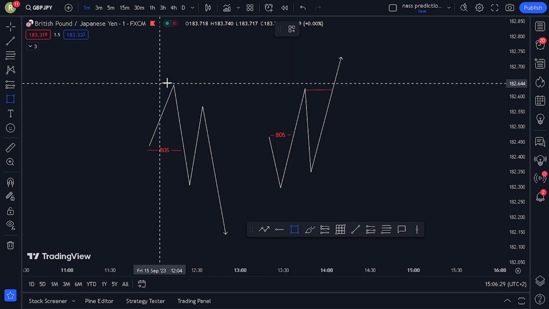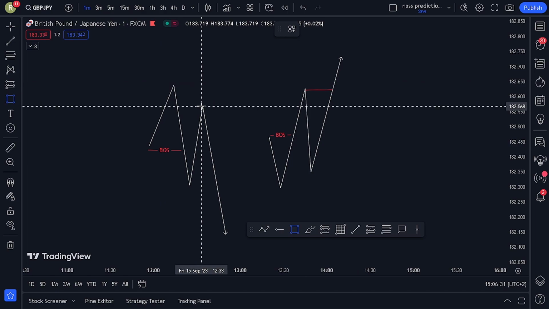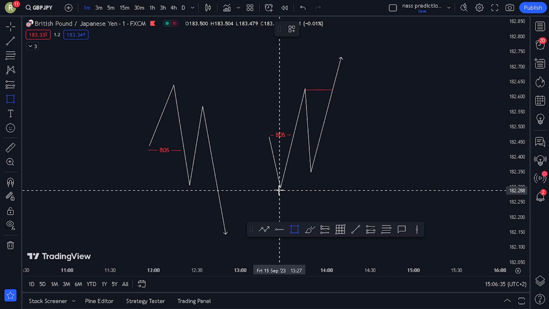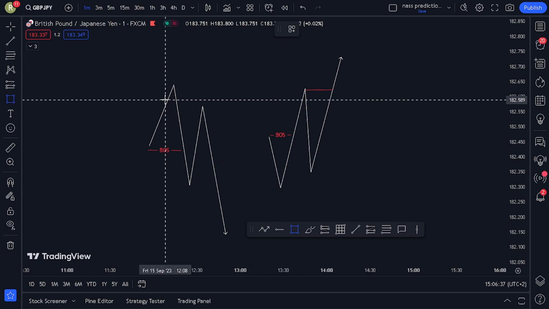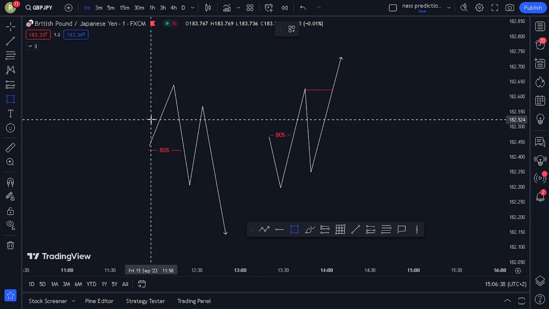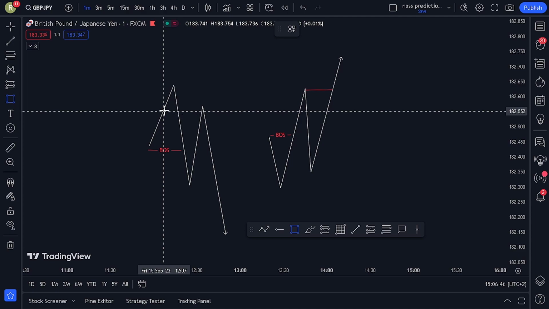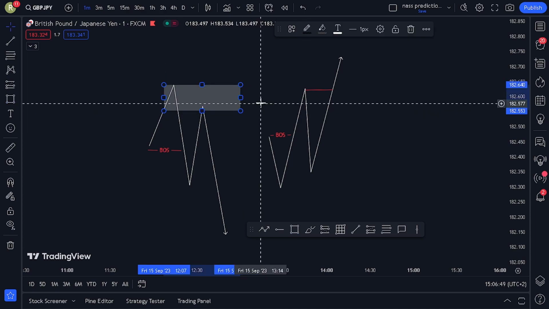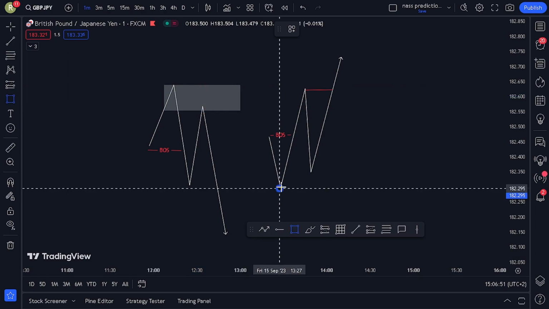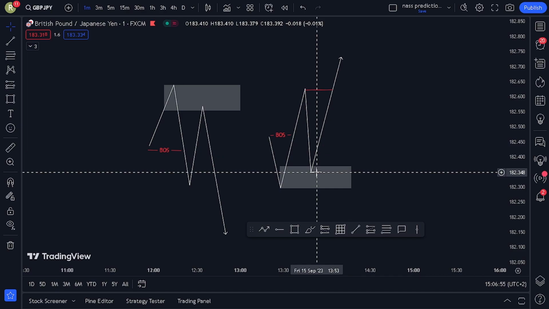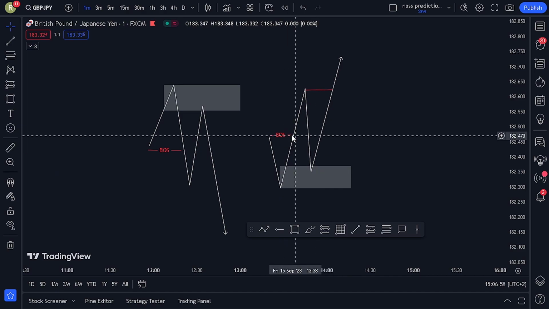So as we can see, simply the market didn't break above this previous high and it didn't break below this previous low. So we are simply going to look for a point of interest. A point of interest can either be an order block or a fair value gap. So as we can see, price formed an order block right there, and price formed an order block right there, and the market pushed into the order block and continued in the direction which it caused the break of structure to happen.